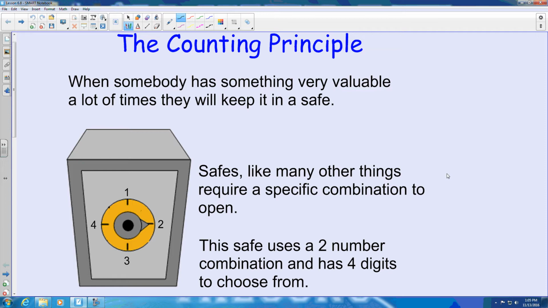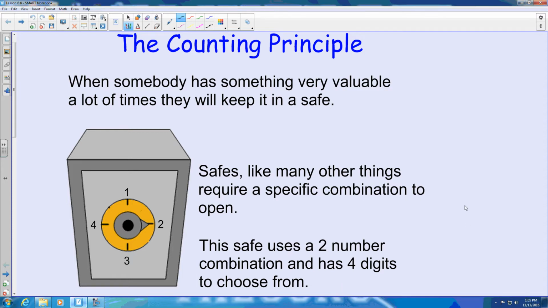The reason for that is because there's a certain combination that requires you to open it, and for the most part, you alone are the only one who knows that specific combination. Depending on the number of specific combinations that there are, we can use two different ways in order to solve it.